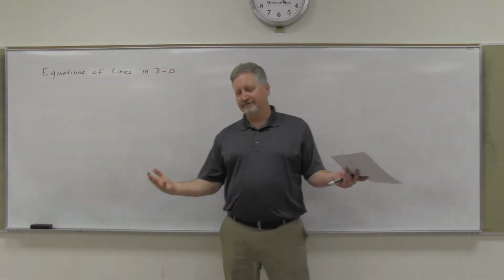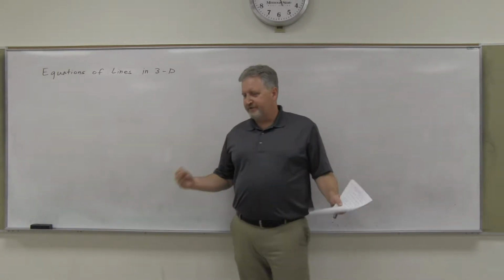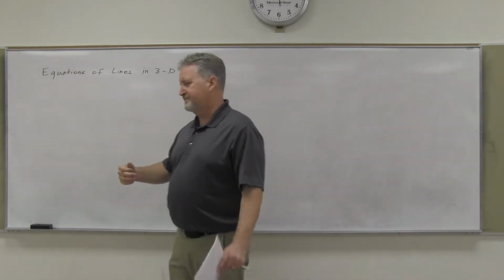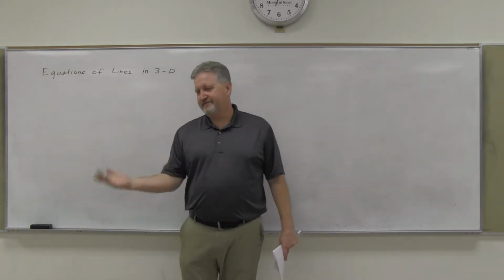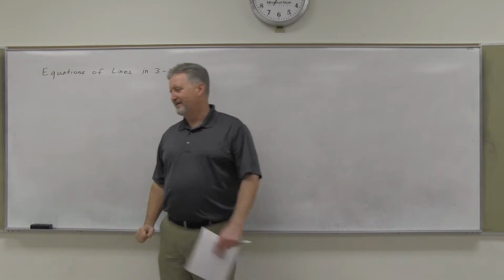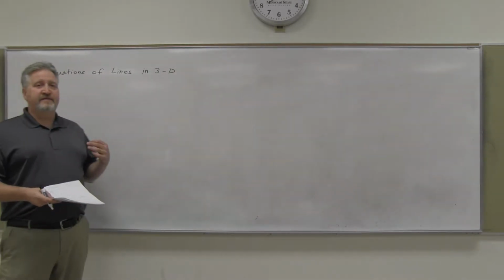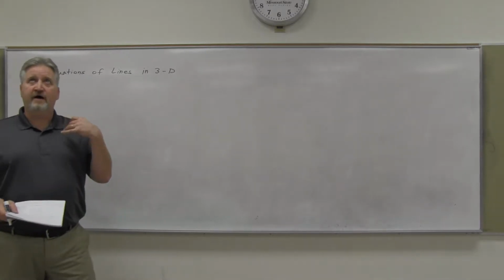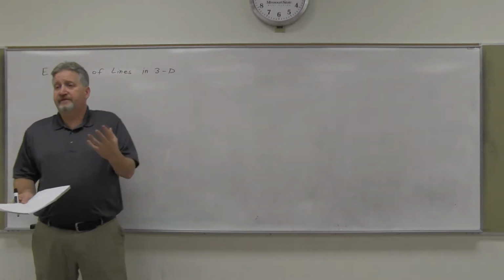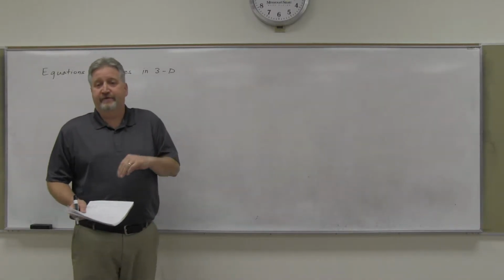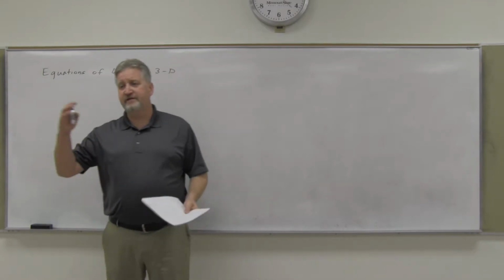Okay, so the good news in doing equations of lines in 3 dimensions is that it's sort of analogous to having equations of lines in 2 dimensions. In 2 dimensions we need what? A point and a slope, basically. I mean, you could do it with 2 points, but you get the slope off of those 2 points. So in 2 dimensions, you need a slope and a point.